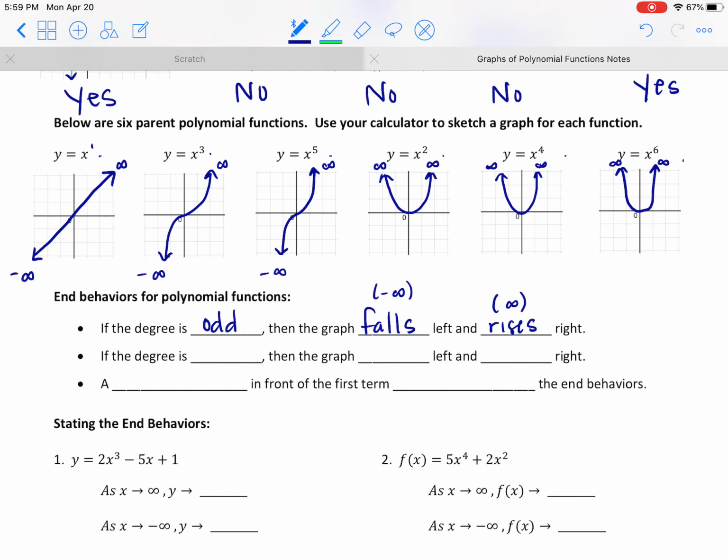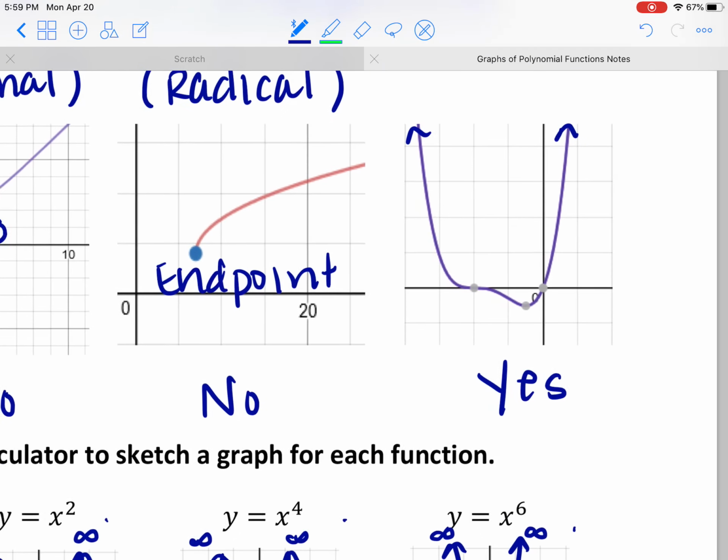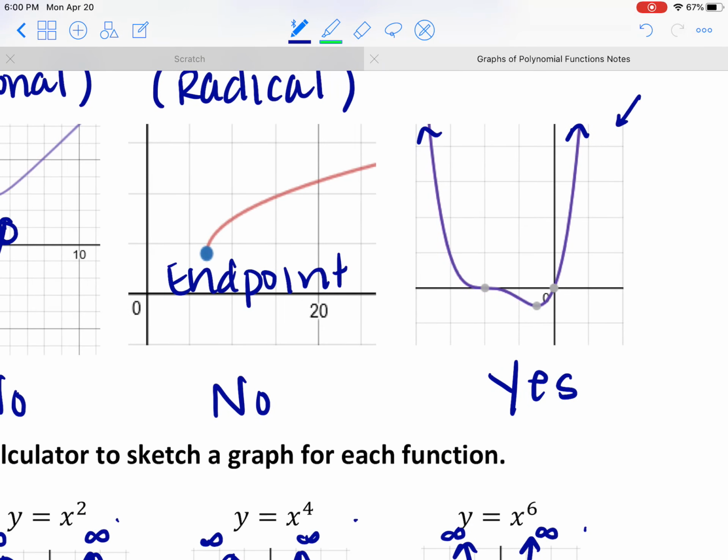But again, the end behaviors are the same. No matter what, the left end and the right end are both going up. Left and right end go up. So anytime we have an even degree, then the graph rises in both directions. Rises left and rises right.